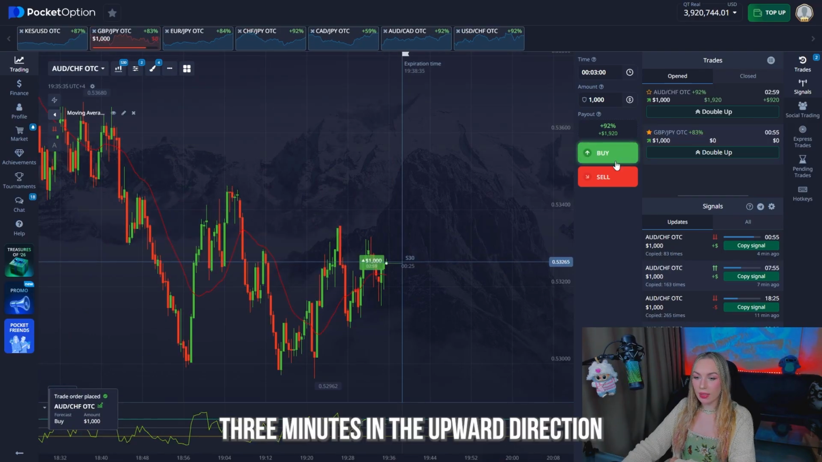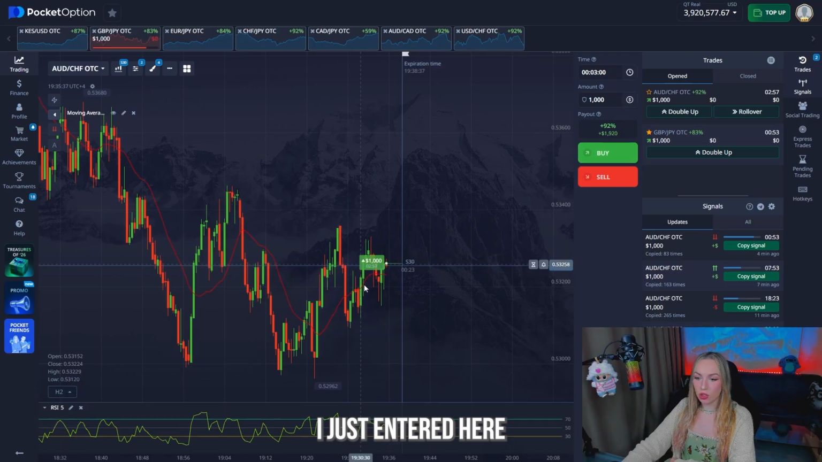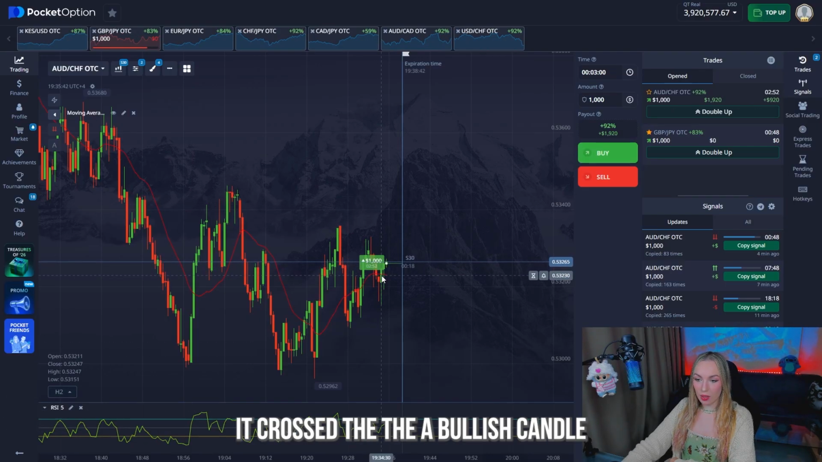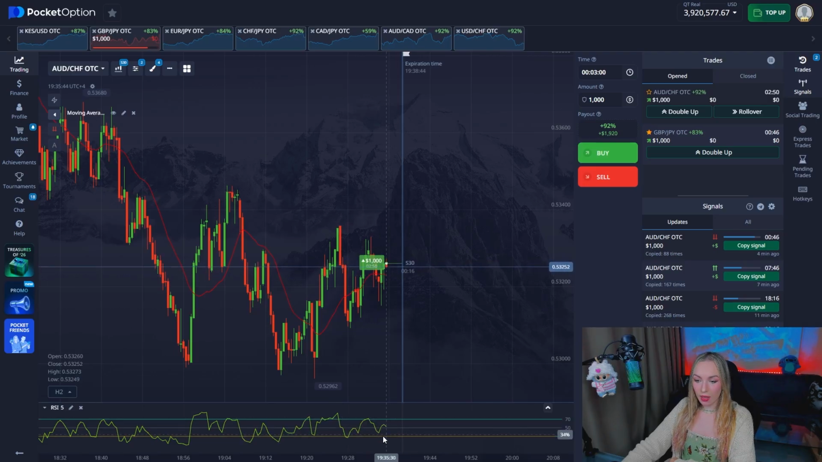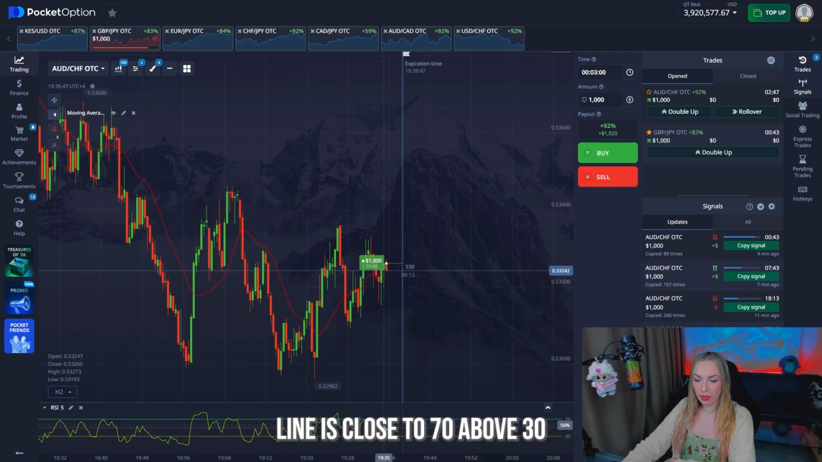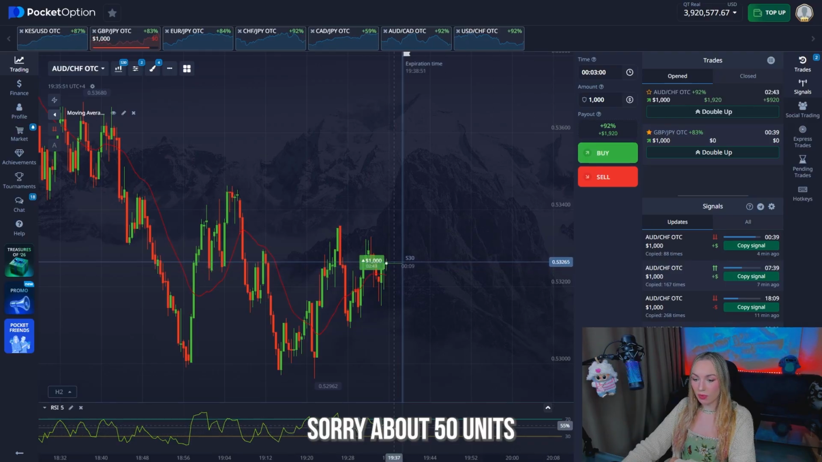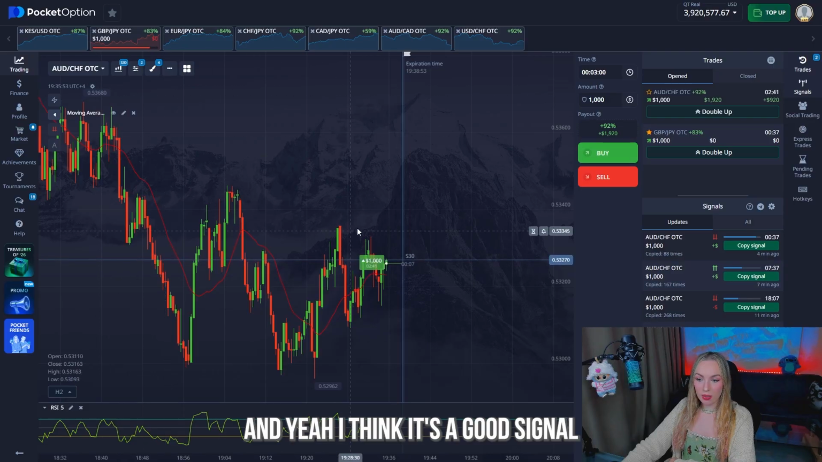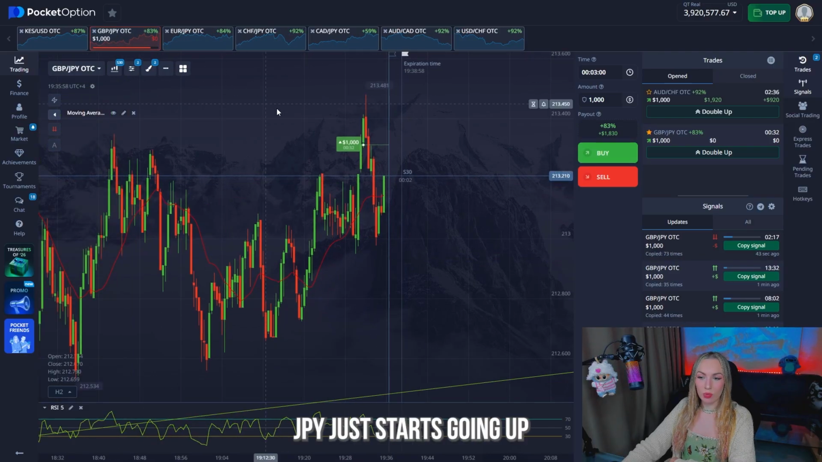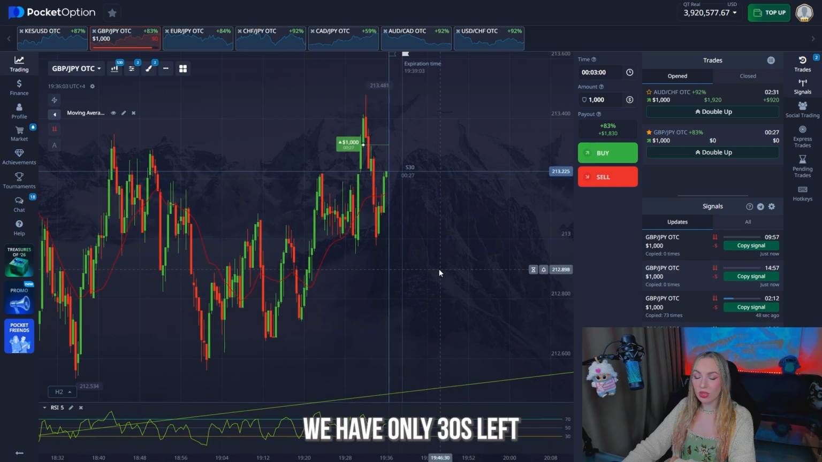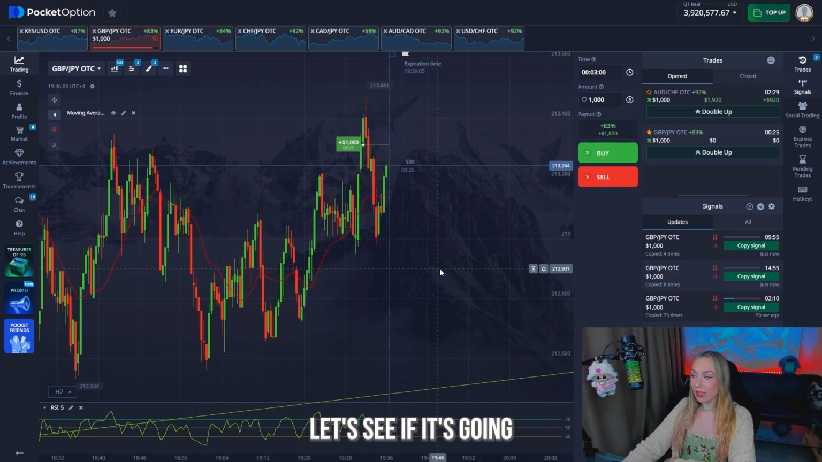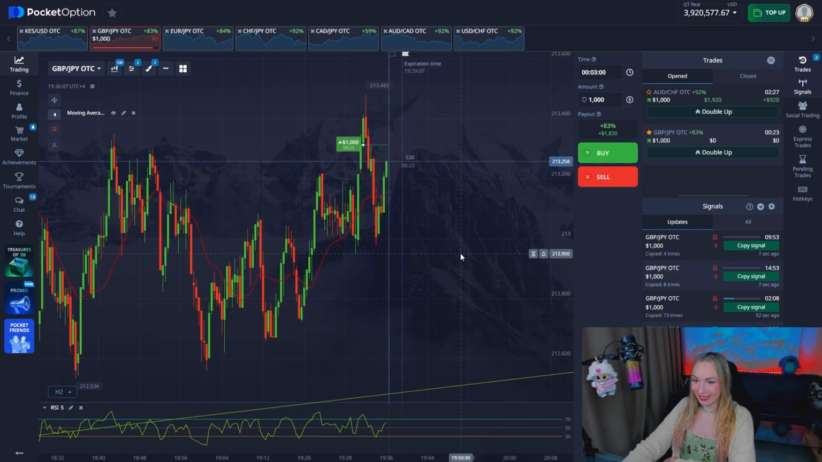AUDCHF, 3 minutes in the upward direction. I just entered. Here it crossed the bullish candle, and our RSI line is close to 70, above 50 units. And yeah, I think it's a good signal. And GBP JPY just starts going up, but we don't have time. We have only 30 seconds left. Let's see if it's gonna make it or not.